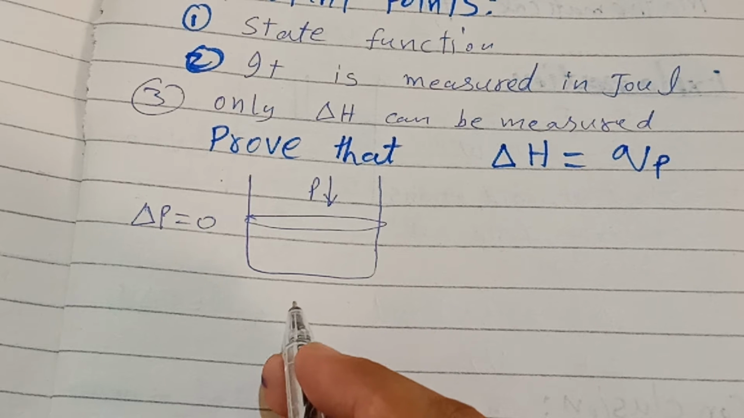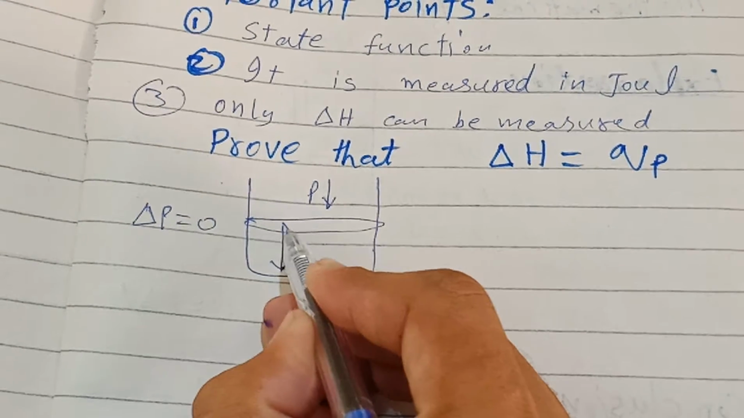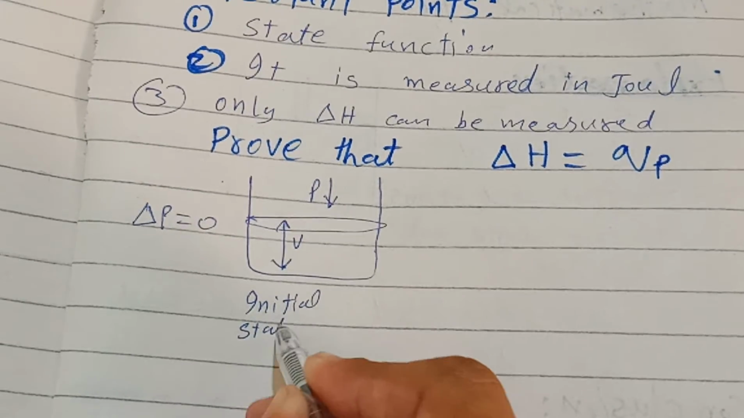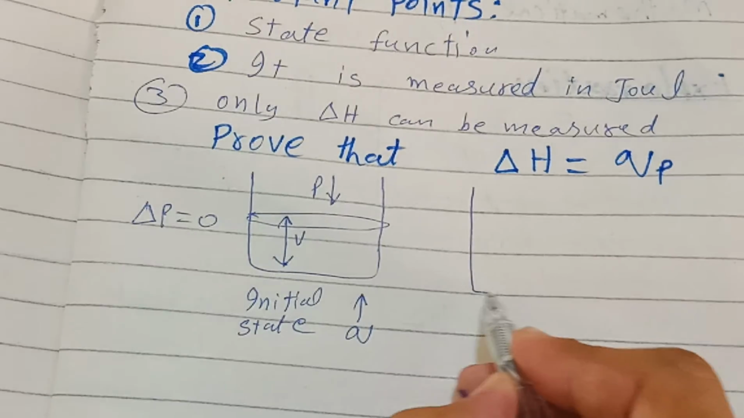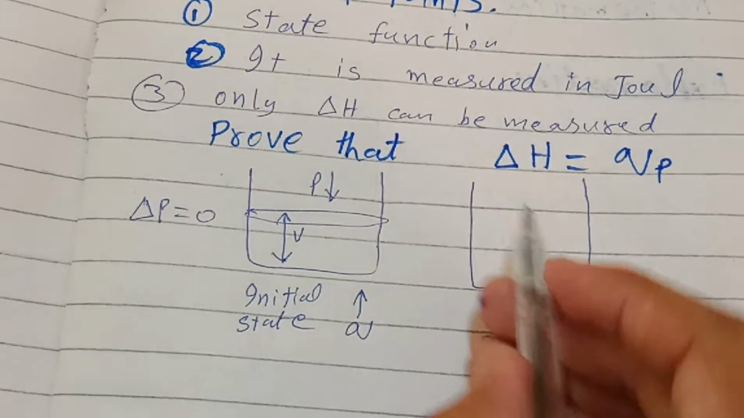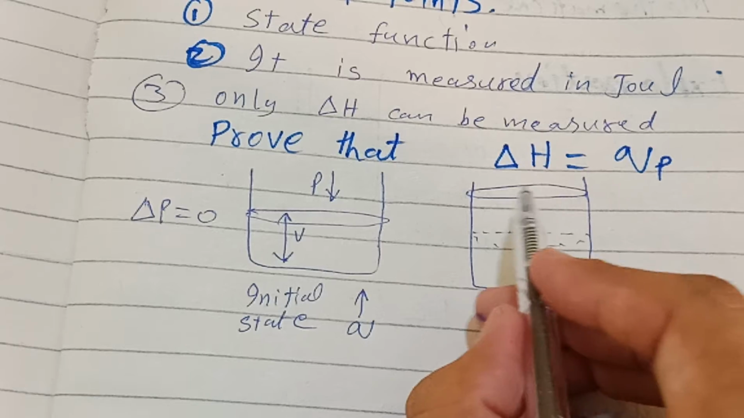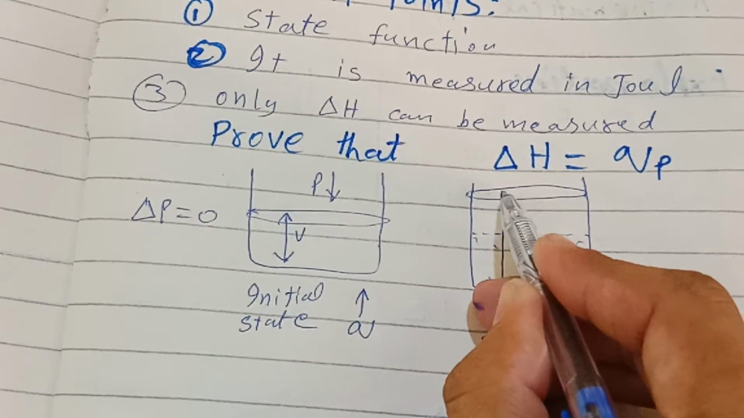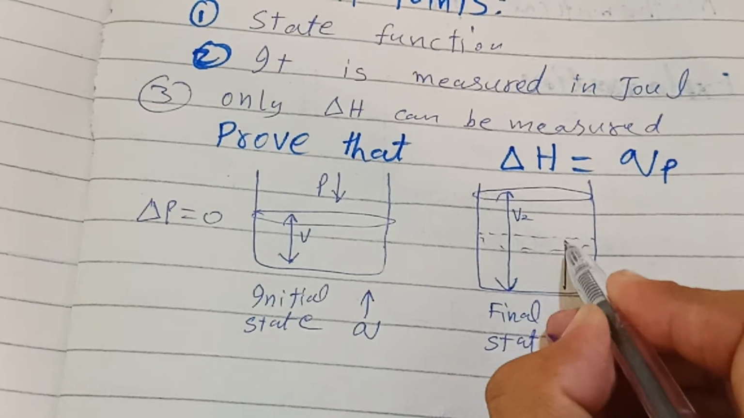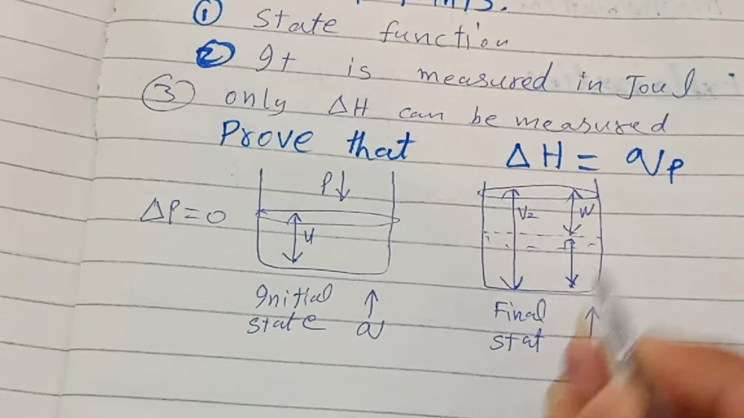Now, when Q heat is given to the system, this is the initial state of the system, with volume V1. Q is given to the system. Now the final state has volume V2. When we give heat to the system, its volume is changed. First volume is V1 and second volume is V2, and work is done.